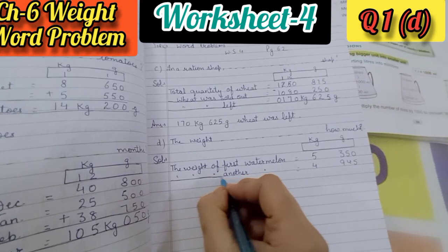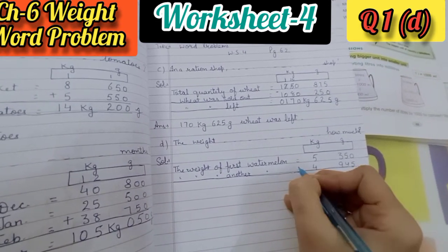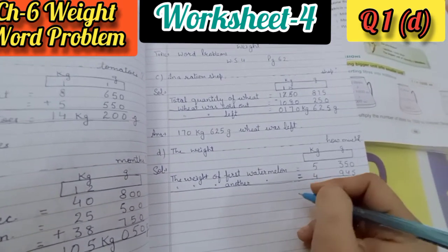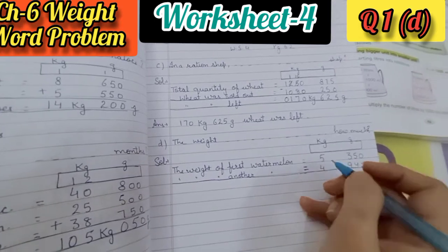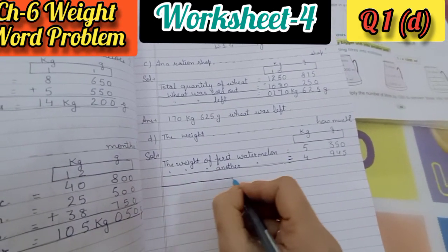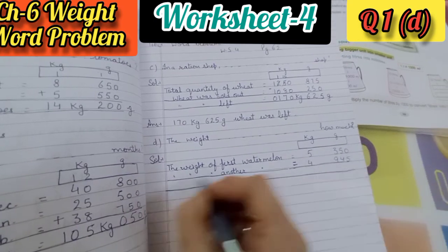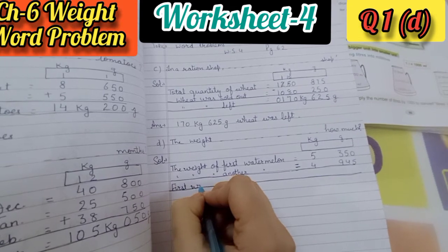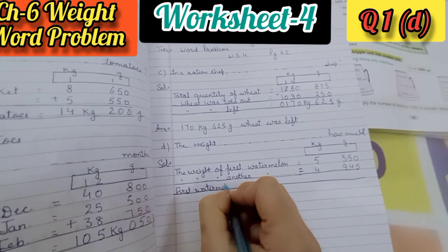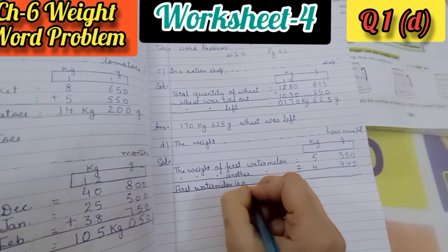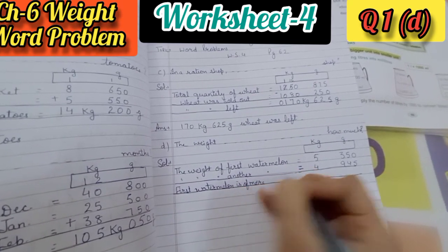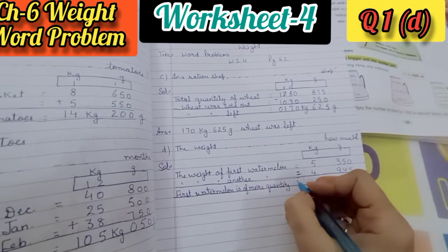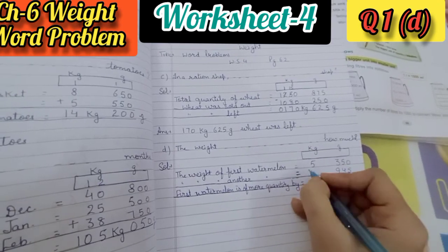So here we need to subtract. As we know, the first watermelon has more quantity, more weight, so we will write it on the top. And here we will write which watermelon has more quantity. So we will write first watermelon is of more quantity by, and by how much. So we will not write how much in answer, so we will write only by and we will subtract it.